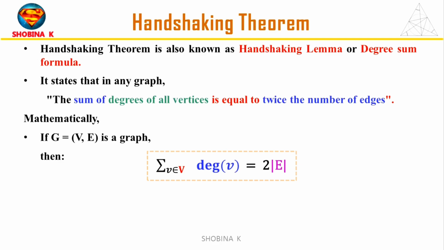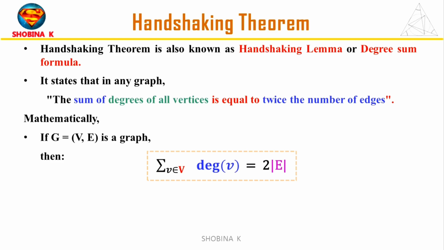Let's start with the handshaking theorem. It states that the sum of all vertex degrees in a graph is equal to twice the number of edges. Mathematically, it can be represented as given here. That is, the sum over all vertices v in the vertex set V of the degree of v equals twice the number of edges in the edge set E. In this expression, degree of v is the degree of vertex v, E is the number of edges and capital V is the set of vertices.